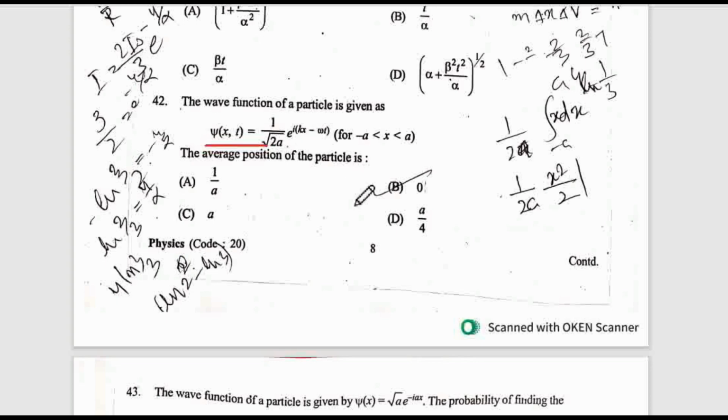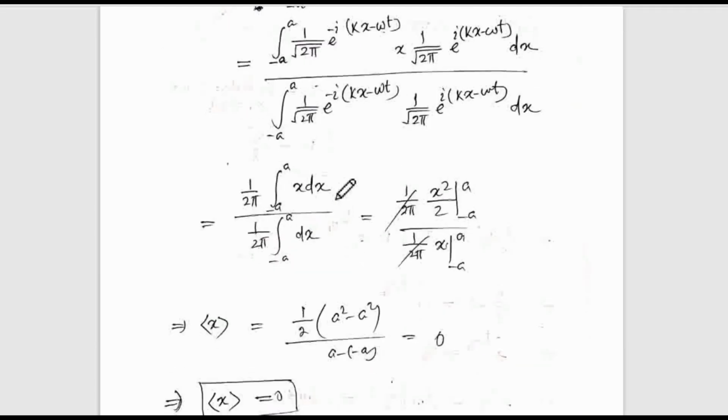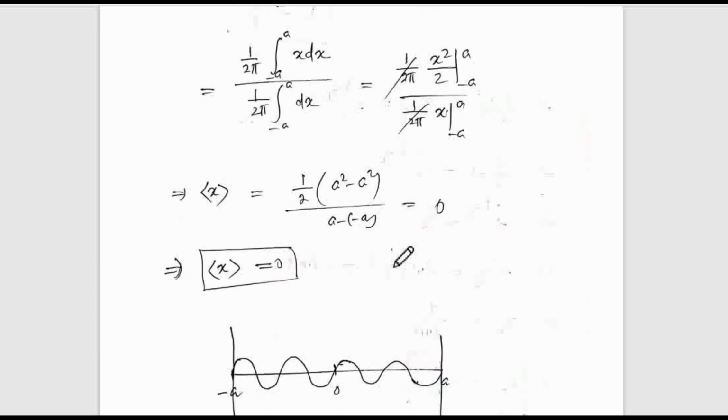Now how can you find this in a mathematical way? If you see the solution, the average position is the integral of psi star x psi dx divided by the normalization term, because we don't know whether the wave function is normalized or not, so we divide by that term in the denominator. Psi star is the complex conjugate of the main wave, so the exponential terms, minus iota and plus iota, cancel out, and the denominator terms also cancel, and if you solve it in this process, you will get 0.